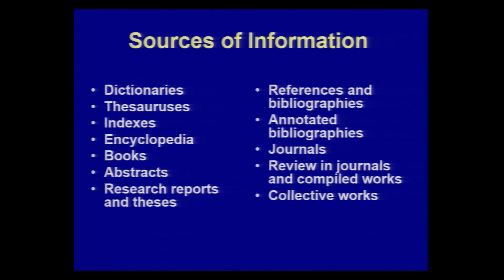The sources of information are many. You can use dictionaries, thesaurus, indexes, an encyclopedia, books, abstracts, research reports, theses, references given at the end of various journal articles or theses, or annotated bibliographies, journals, reviews in journals, compiled works, and collective work. So these are examples of preliminary, primary, and secondary sources of information.